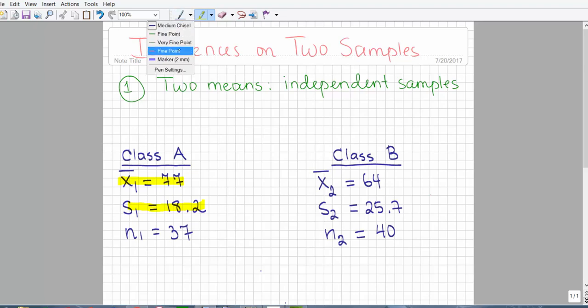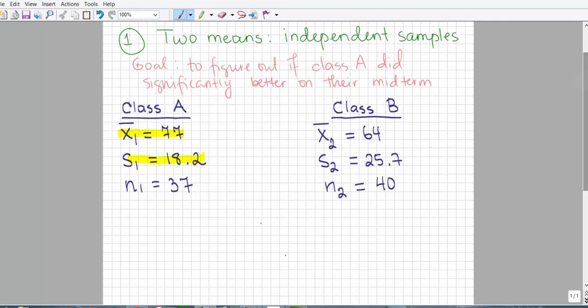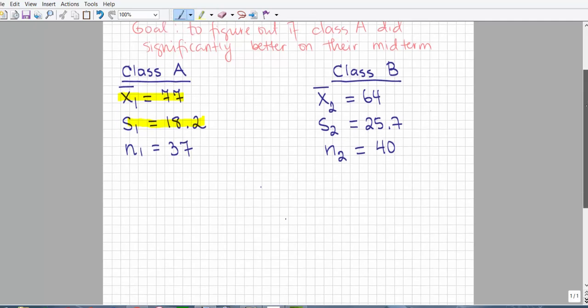But what is my main question? What am I really trying to figure out here? My goal is to figure out if class A did significantly better on the midterm. We can see that the numbers are different, and 77 is greater than 64, but is it significantly different? Is it significantly bigger? That's what the real question is. Okay, let's go ahead and do hypothesis testing.